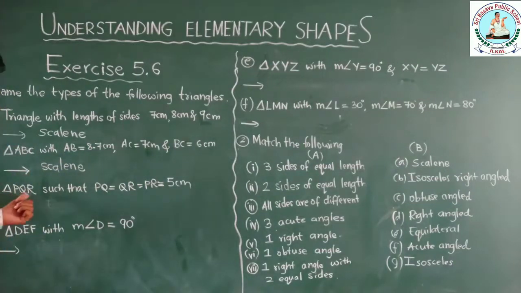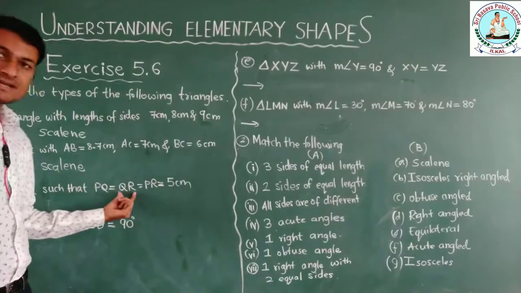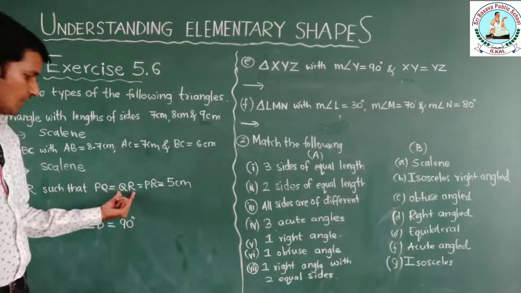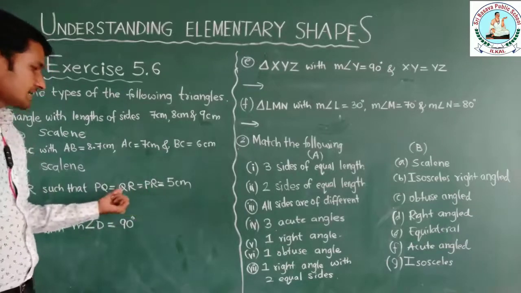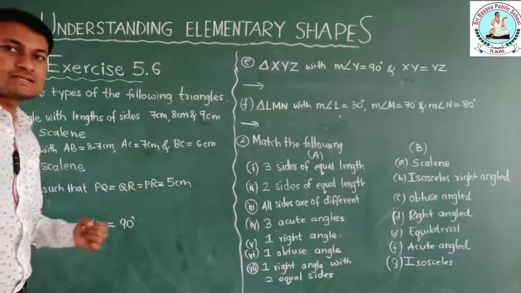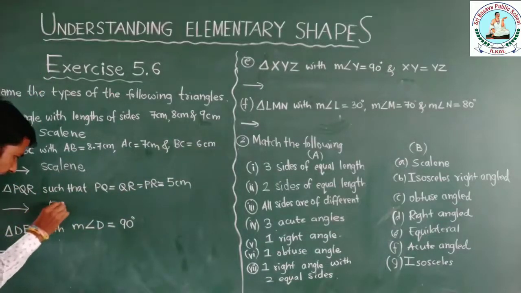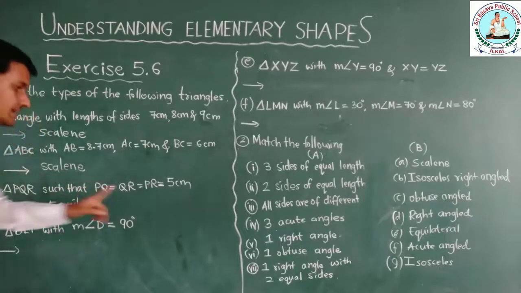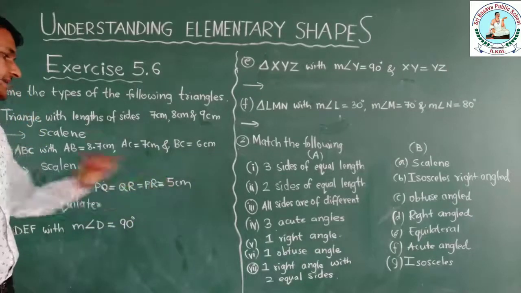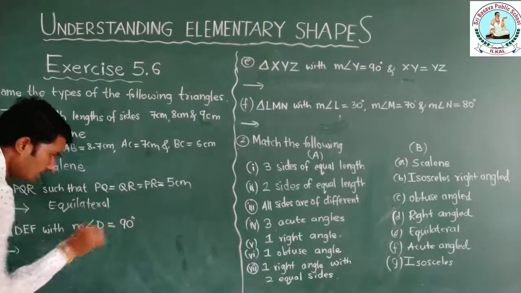In the triangle PQR, such that the first side is equal to the second side, that is QR, and QR is equal to the third side, that is PR, and all the sides are equal to the length of 5 centimeters. So what type of triangle is it? It is equilateral, because all the sides have the same measurement, that is 5 centimeters, and that's why it is an equilateral triangle.